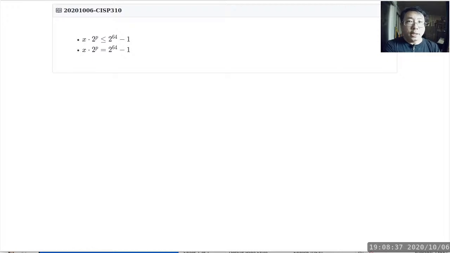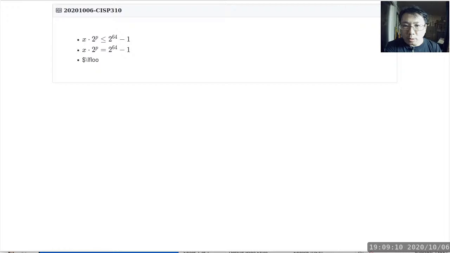Given an equation like this, where x is already a known value, you can plug it into Mathematica, or into Wolfram Alpha, which is a mobile app, and it will solve it for you. That p is going to be an irrational number, but because we want x times 2 to the power of the integer version of p to be less than or equal to the bound, we just have to take the floor of that.